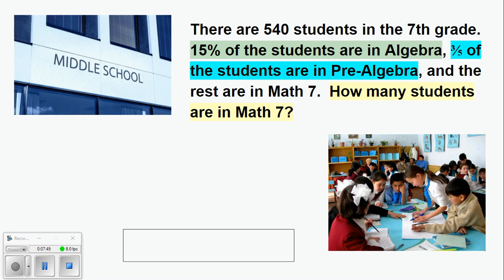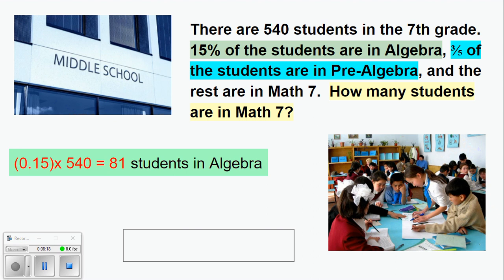Algebra is something that you have to qualify for in the 7th grade. I think most of you know that. We have a couple of 7th grade sections here. Like you can see, 15% of our students are already in algebra in 7th grade. 3/5 of them are in pre-algebra, which is an honors class. And the rest are in Math 7, which is your class. So we want to see how many students in the school are in Math 7, okay?